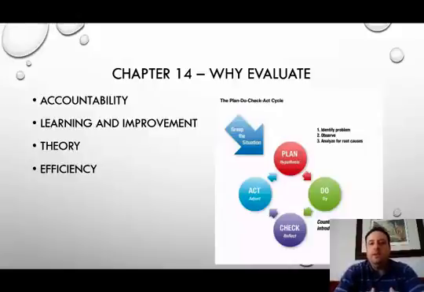Third is theory. Did the theory that you used work? If you used the health belief model, did you address the barriers? Did you not see some of the barriers? Things like that. Did the strengths of the program work out the way you thought they would?